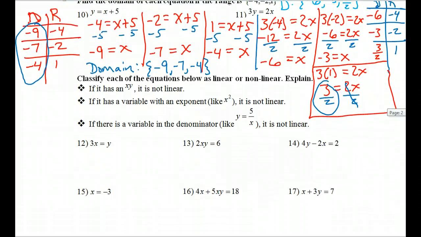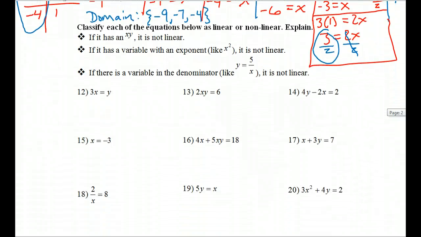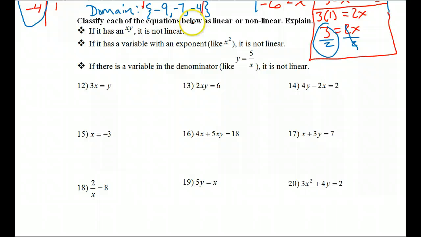Okay, what is left? Classify each of the equations below as linear or nonlinear. Explain. Okay, well basically, things that are linear could be written in the form y equals mx plus b. If they're linear, they could be written in this form.